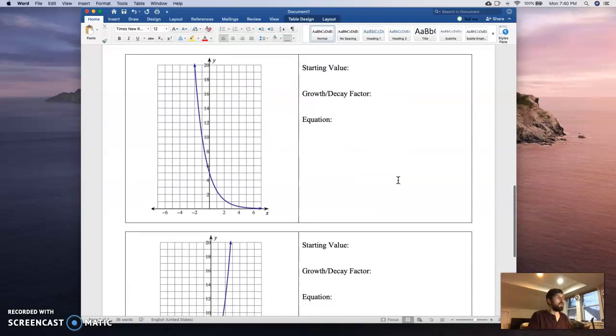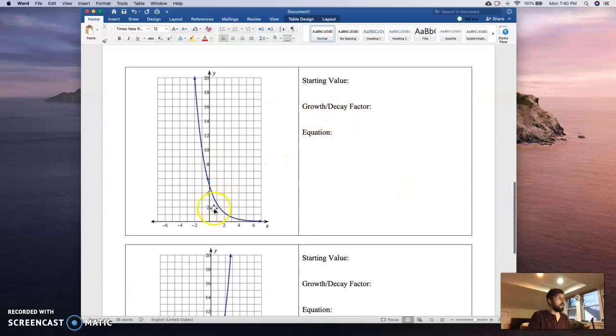All right, next one, something pretty similar. This is also decay. If we look at our starting value, where does that start right there? Well, that is a 5. For the growth or decay factor, this is looking similar, but it goes down to about 2.5. If I go backwards, it goes from 5 to 10. So the opposite of multiplying by 2 is dividing by 2, or multiplying by 1/2. And that is again decay.